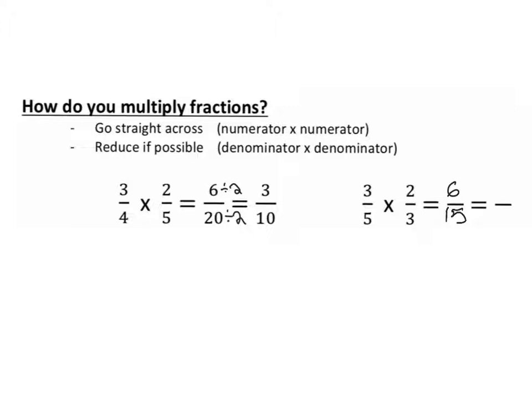Now, both of these can be divided by the same number, and that number is 3. So we do 6 divided by 3 and 15 divided by 3. When we do that, 6 divided by 3 gives us 2, 15 divided by 3 gives us 5, and we are left with 2/5.